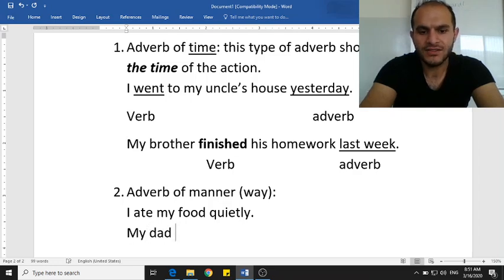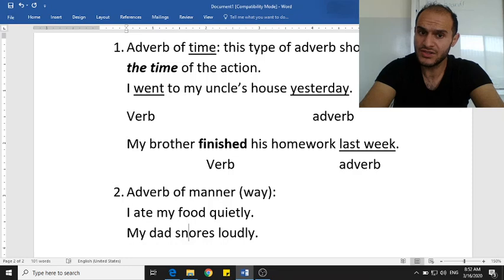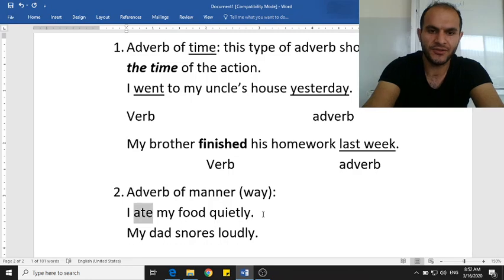Or my dad snores. You know snoring? Snoring is when somebody is asleep and is making noises like, yeah, this is snoring. So, my dad snores loudly. Where's the action? Snores. And where's the adverb? Loudly, yes. So, we can see that here we have a verb. And here we have an adverb.